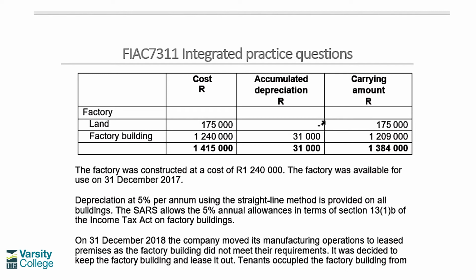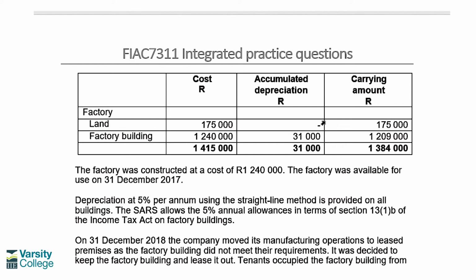You're given the cost, you're given accumulated depreciation, and you're given the carrying amount. So those figures you can safely use as your opening balances for your PP&E note because you're given them. So you've got land and the factory building opening balances already. The factory was constructed at a cost of 1,240. We can see that in the little table. It was available for use on 31 December 2017. So the first year that we would have claimed an allowance on this building would have been the 2018 financial year, which was last year, and then now 2019 we can claim the allowance as well.